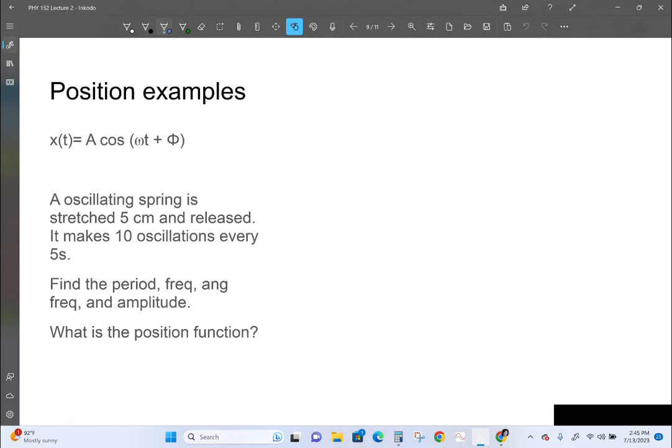All right, I can also be given information and write that generic equation. So an oscillating spring is stretched 5 centimeters. So that's what A is. So A is 5 centimeters, or 0.05 meters. And it's released. And it makes 10 oscillations every second. Every 1 second. That's going to be my frequency, right? Because frequency is oscillations per second. So it is 10 hertz.